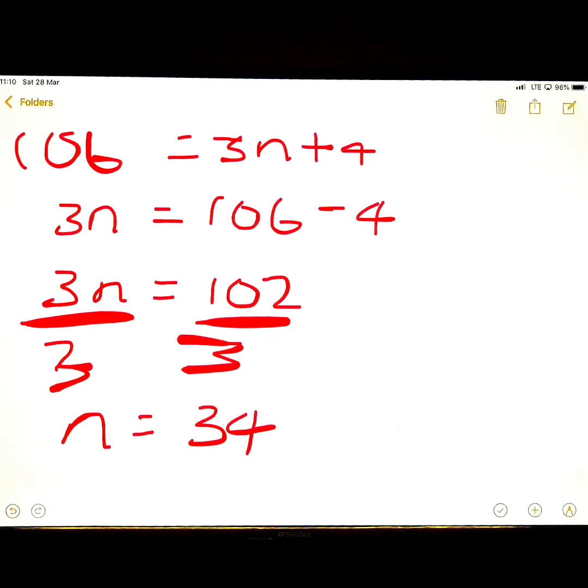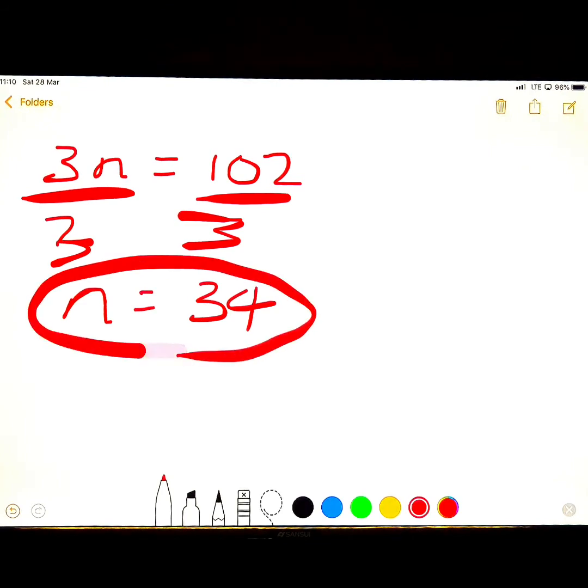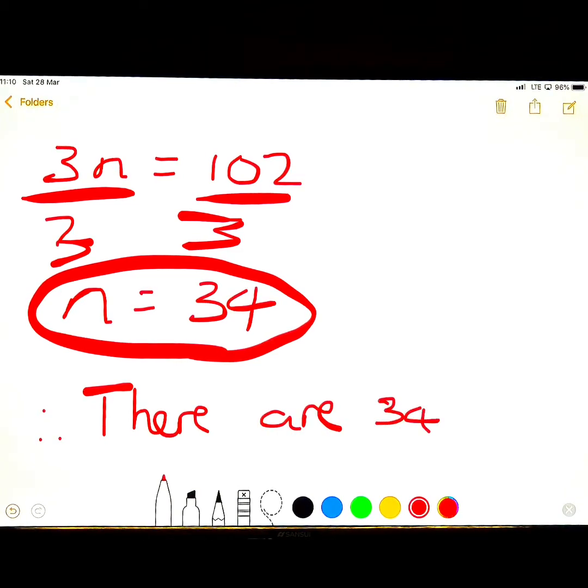So we haven't answered the question here. The question was: find the number of terms if the last term is 106. And then we know that 106 is the 34th term. So the answer is, therefore, there are 34 terms in the sequence.